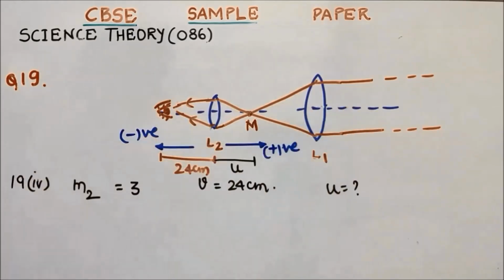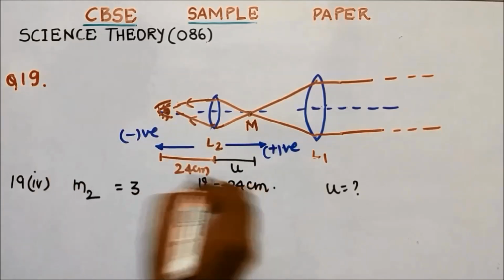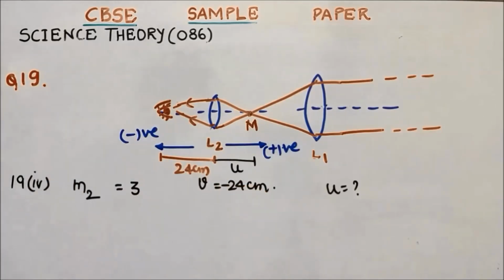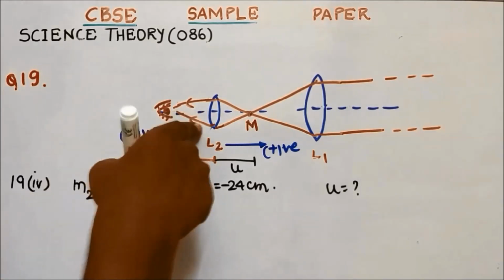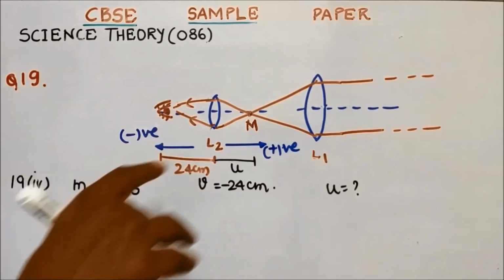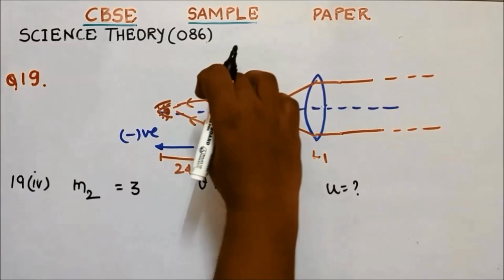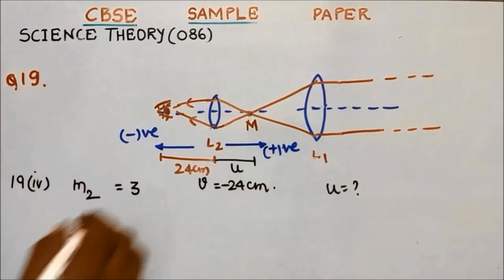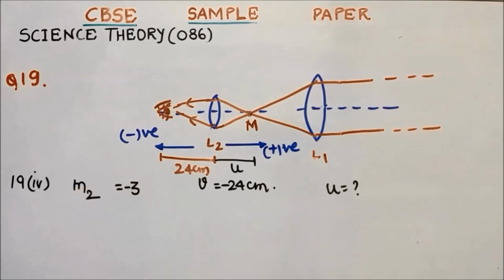Towards which direction? Towards the left direction, right? Towards left direction. So V, I will take it as minus 24. And now you see that this M2 is what? Magnification by the lens 2. And this magnification will form a real image or virtual image. They will converge near the eye. So the image formed should be real image. So magnification of real image is minus 3.